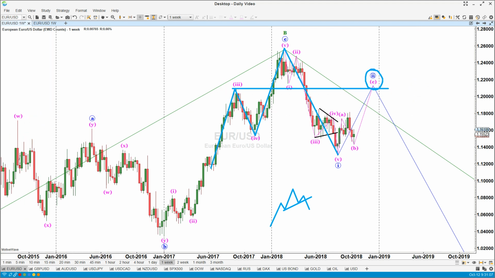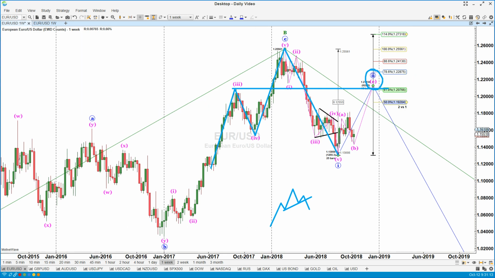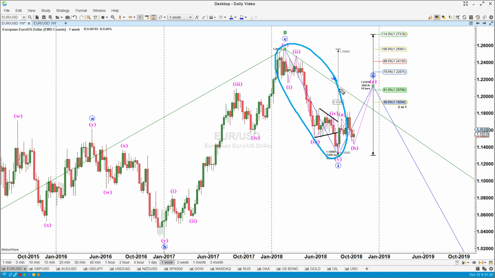And the other technique to find a cluster of targets is using the Fibonacci targets. So what I'm doing here, I'm measuring the whole leg down for the wave 1, and then I have these Fibonacci retrace levels. 61.8%, 120.76, that converges with the crown pattern. So that's the level I'm looking for, and then we should take a short trade.